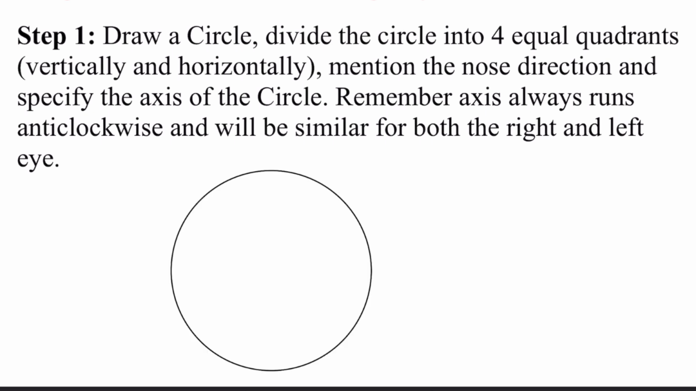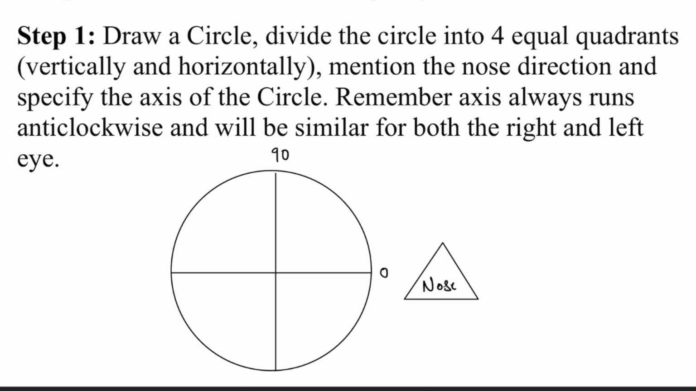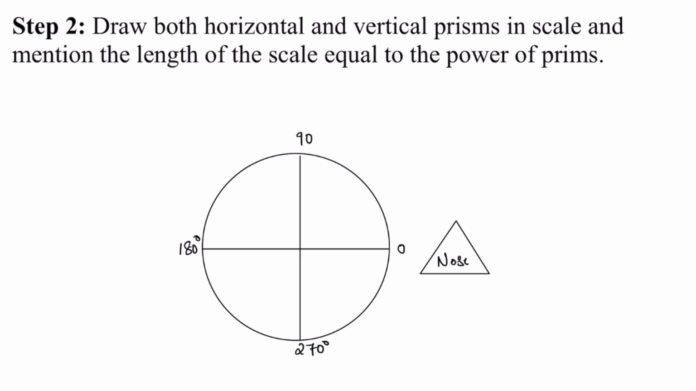We'll start with drawing a circle, then we're going to divide this circle into 4 equal quadrants and mention the nose direction. As it is a right eye, the nose direction will be this way. And we're going to now mention our axis of the circle. Remember, axis always runs anti-clockwise, so 0 will be here, 90 will be here, 180 will be here and 270 will be here.